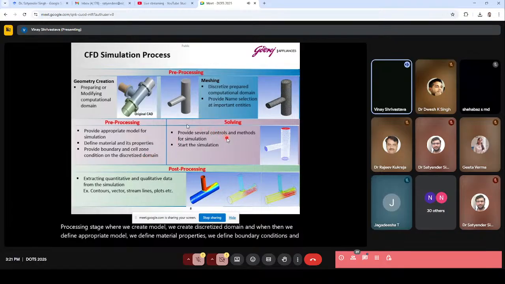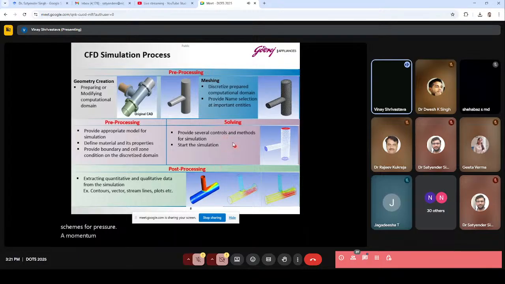And then finally we move on to the solver part. The solver part includes various solvers, like pressure based solver or density based solver. Then we have several discretization schemes for pressure, momentum, and so on. With the help of the solver, we basically solve the algebraic equations, and then finally we move on to post processing. Under post processing, we can identify two types of results. One is qualitative results, the second is quantitative results. The picture you see is nothing but the qualitative results.